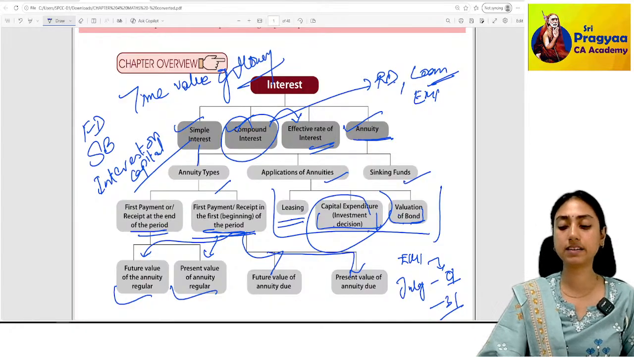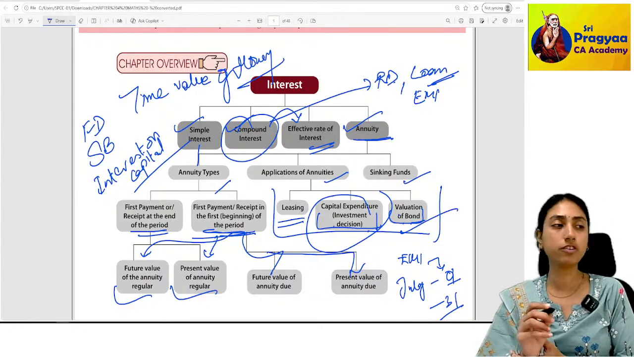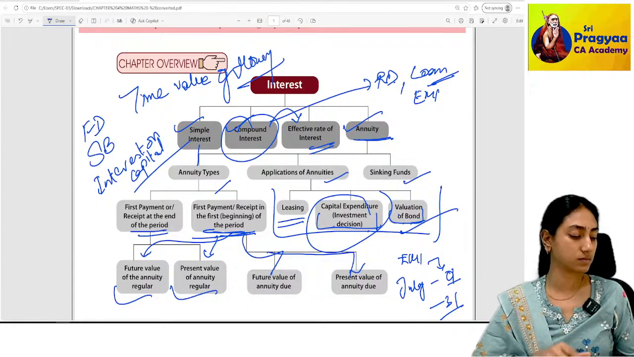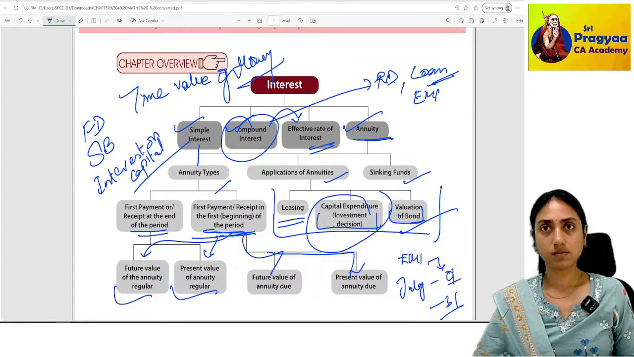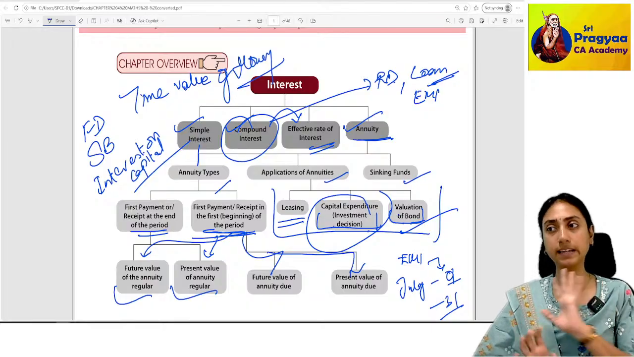The last leg in here is valuation of bond. What do you think is a bond? It's a kind of debt. It's an instrument, debt instrument.